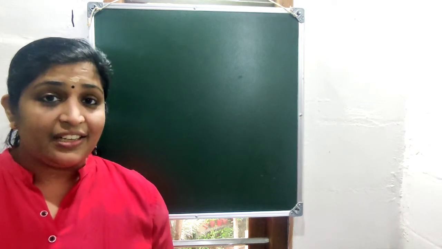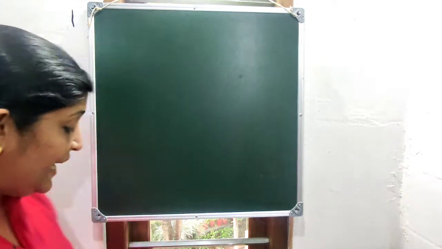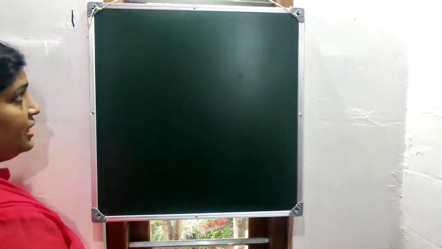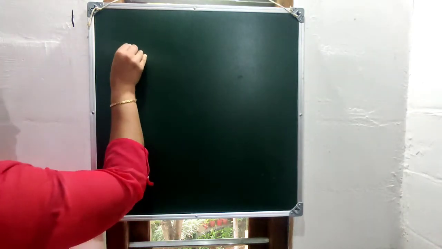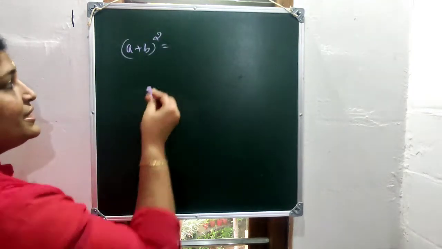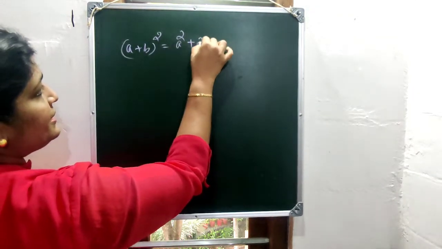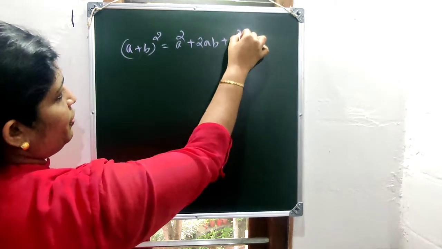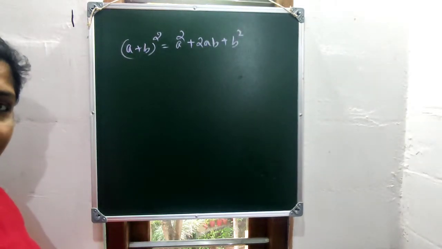Okay, in 8th standard, we have studied about identities. Do you remember identities? Yes, what are identities? Yes, (a plus b) whole square. (a plus b) whole square is equal to a square plus 2ab plus b square. This one is an identity.